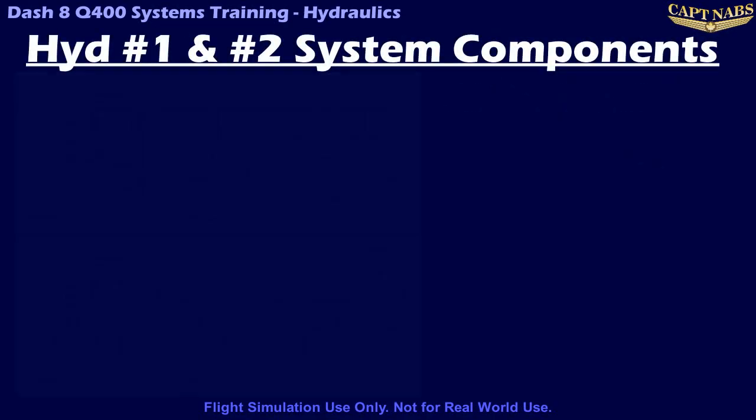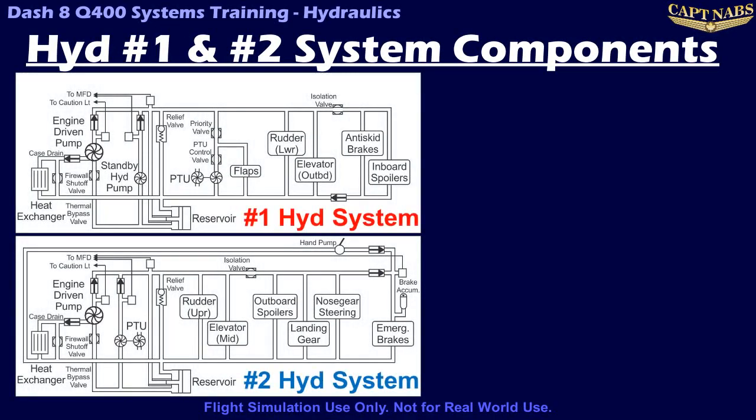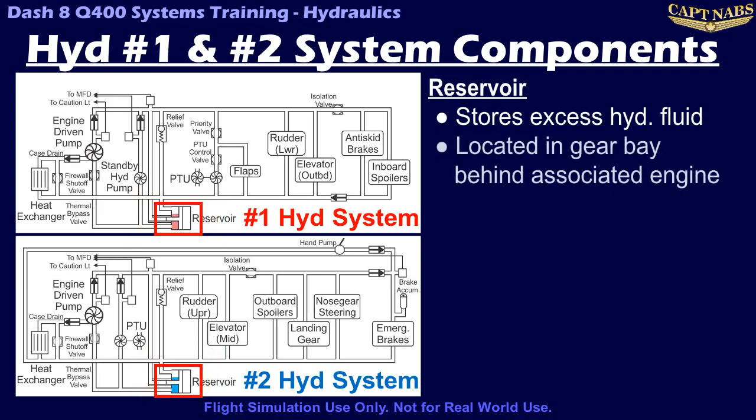The number 1 and number 2 hydraulic systems on the Q400 are fairly similar, though with a few distinct differences. Let's explore the different components of these two systems in the order that fluid will flow through the system. Each system is powered primarily by the same number engine and served by a reservoir located in the landing gear bay behind the same engine. This allows the reservoir to be visually inspected and serviced through the landing gear bay.